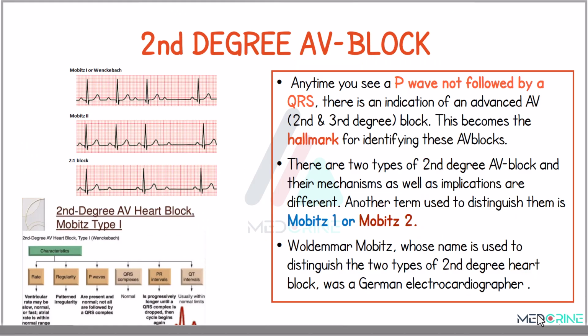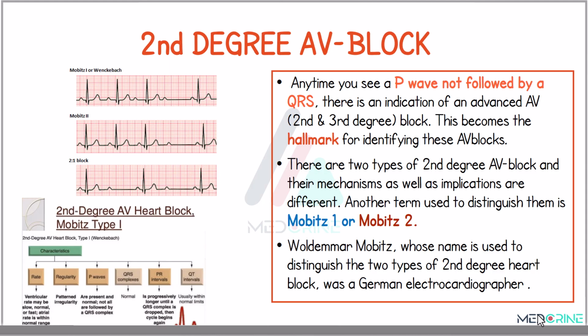The second-degree atrioventricular block or second-degree heart block. Anytime you see a P wave that is not followed by a QRS complex, there's an indication of an advanced type of atrioventricular block known as either second-degree or a third-degree heart block. This becomes the hallmark for identification of these heart blocks.